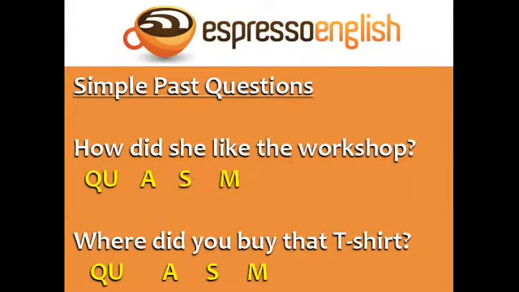Questions in the simple past also follow this pattern. How did she like the workshop? Where did you buy that t-shirt? For questions in the simple past, the auxiliary verb is did.